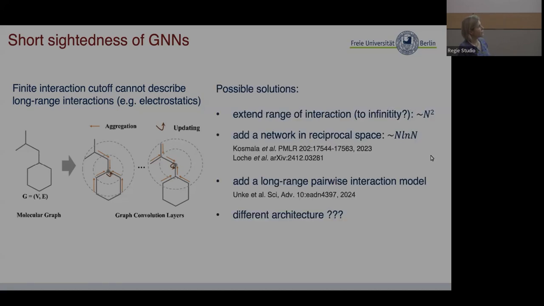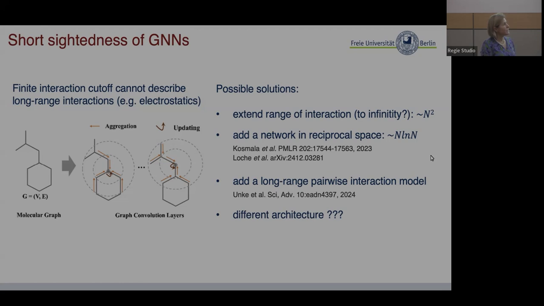So how do we take this into account? There are different solutions. One could be that you just don't put a cutoff, go to infinity. Well, that goes like n squared. Not nice. Too expensive. If we want to scale up to very large systems, you cannot afford n squared.